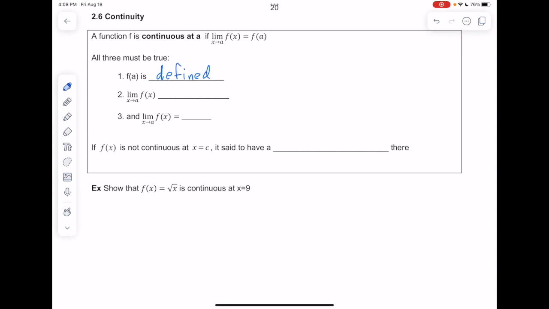And then we need the limit to exist. And then finally, what it says up top, we need the two to be equal. So we need the limit as x approaches a of f of x, which exists, to be equal to the value of the function, which must be defined. If any of those three things does not hold, then we would say f of x is not continuous at a, and another way of saying that is to say it has a discontinuity there.